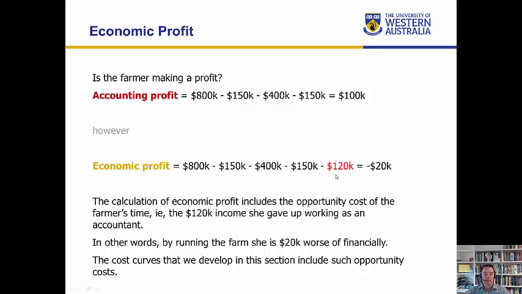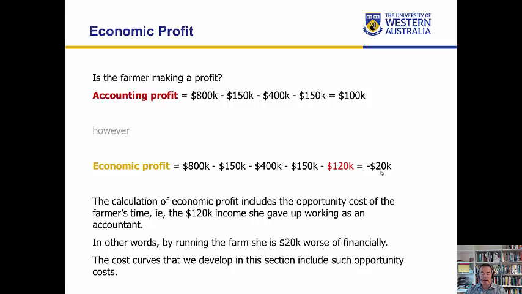Economic profit equals, well, it's actually a $20,000 loss, because in economics, in addition to those three types of costs that I outlined for $150,000, $400,000 and $150,000, we also include opportunity costs, and that is the $120,000 that this person could have made working as an accountant if they hadn't switched their labour over to farming. So, in this sense, how do we interpret this $20,000 loss, this negative economic profit?